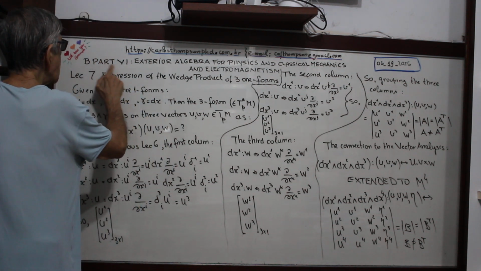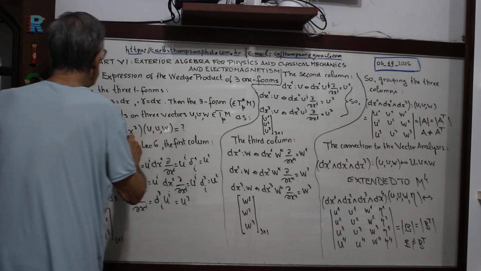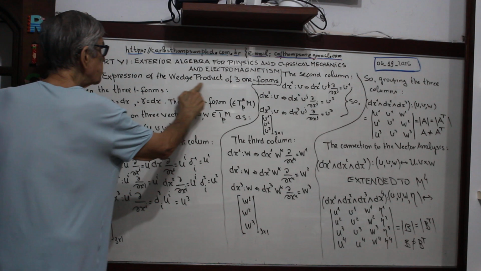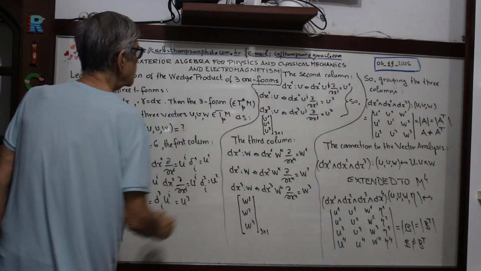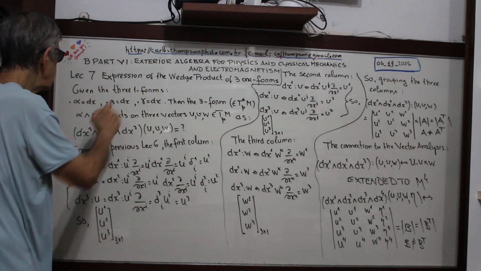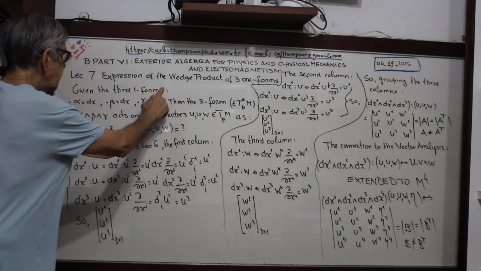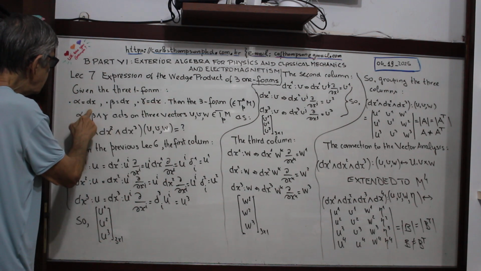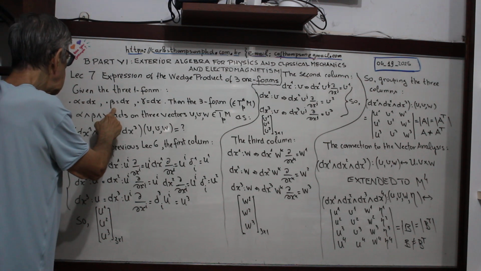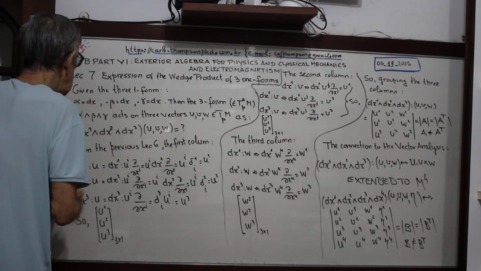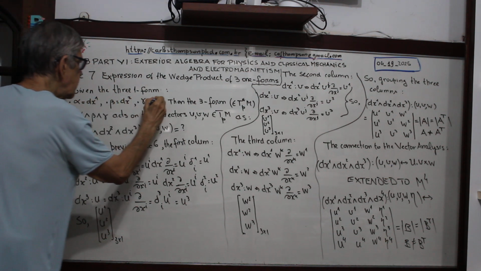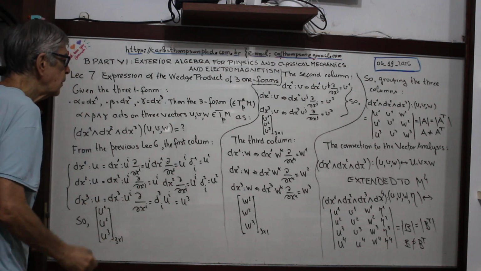Still B part 6, exterior algebra. Lecture 7, expression of the wedge product of three one-forms. You see, given the one-forms alpha, beta, gamma, in this case, let's set here dx1, dx2, and dx3.